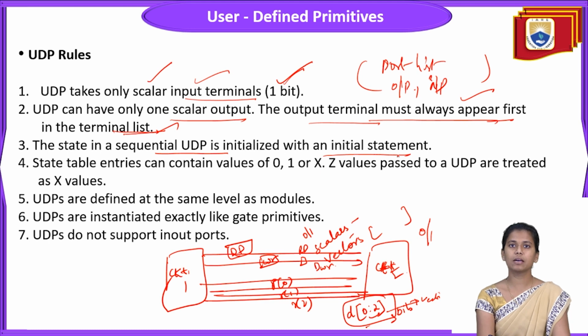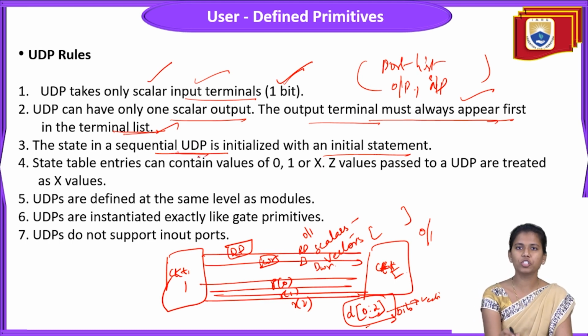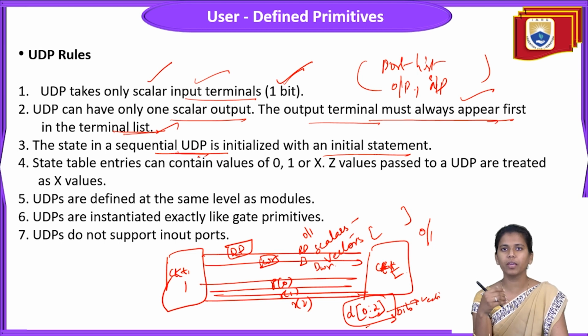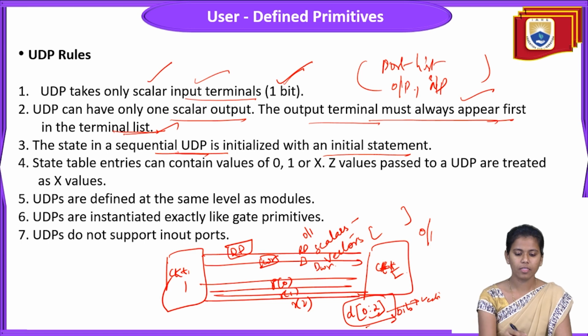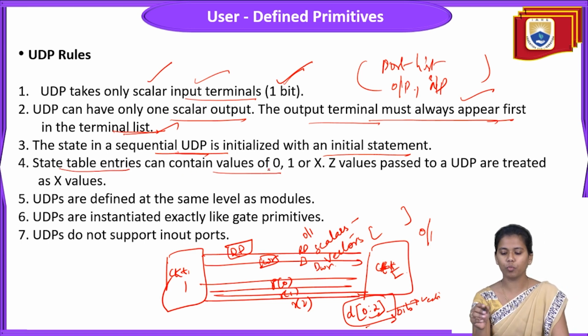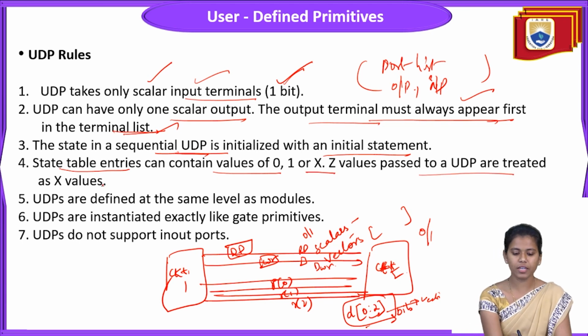statement. So here some initial statement should be initialized first. So the state in the sequential UDP, the initial statement should be initialized first. Then the state table entries can contain zeros or ones or x or z values. Passed to UDP are treated as x values.